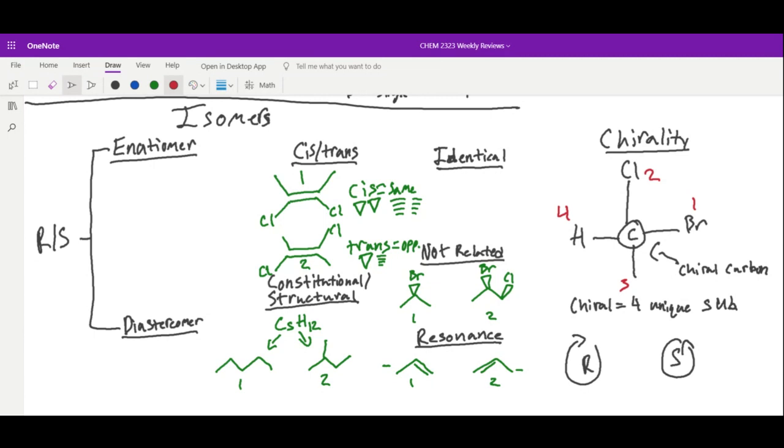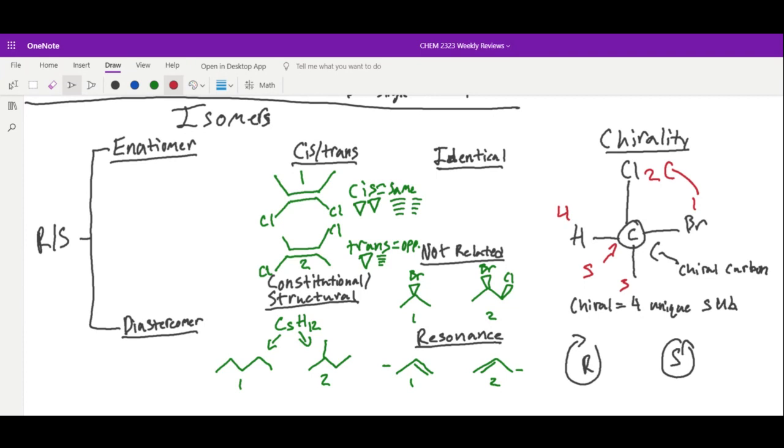After looking at this, we always put the arrow from 1 to 2. So we go this way. Even though 4 is coming before 3, it's fine that the arrow is going to be counterclockwise because it's always 1 to 2. So we would say this example is S.